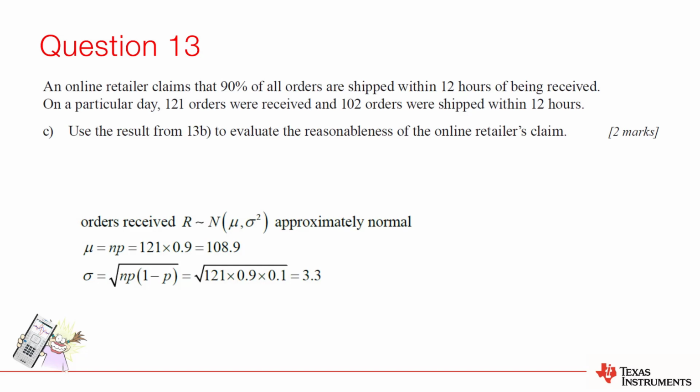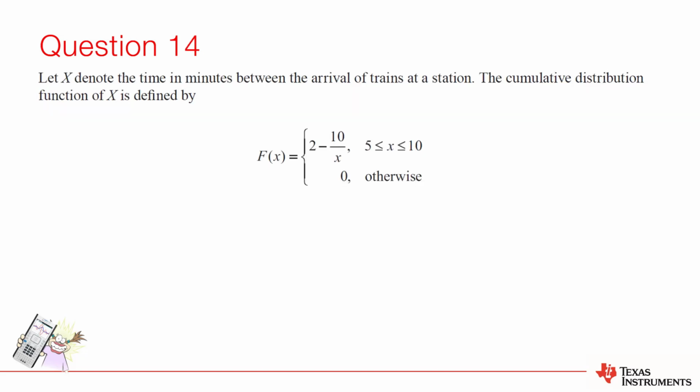Okay, question 14. Let X denote the time in minutes between arrivals of trains at a station. The cumulative distribution, this is the big F value, capital F, is 2 minus 10 over X for 5 less than X less than 10 and 0 otherwise. What's the probability density function? Well, the probability density function is the derivative of the cumulative distribution function. So we have to differentiate 2 minus 10 over X.